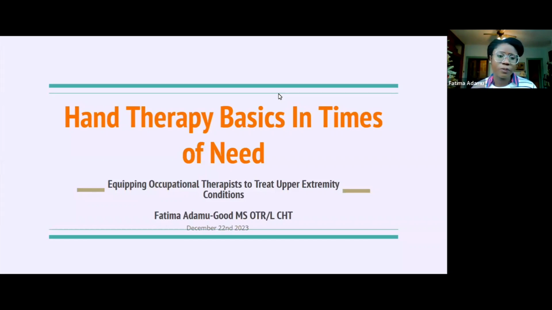I have been a hand therapist. Well, I'm an occupational therapist who specializes in treating upper extremity conditions, or hand therapy. I've been practicing as an occupational therapist for 5 years now. Prior to that, I was a yoga teacher, specializing in adapting yoga to people with injuries, so spinal cord injury, traumatic brain injury, amputations. So I've been thinking a lot about accommodating injuries and different levels of disability for a long time.